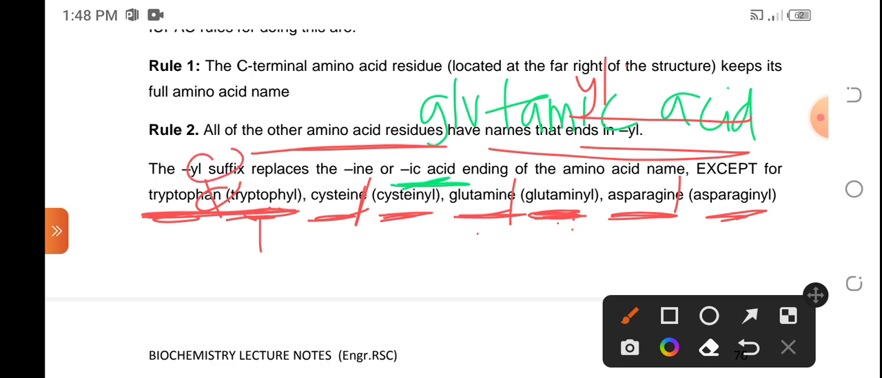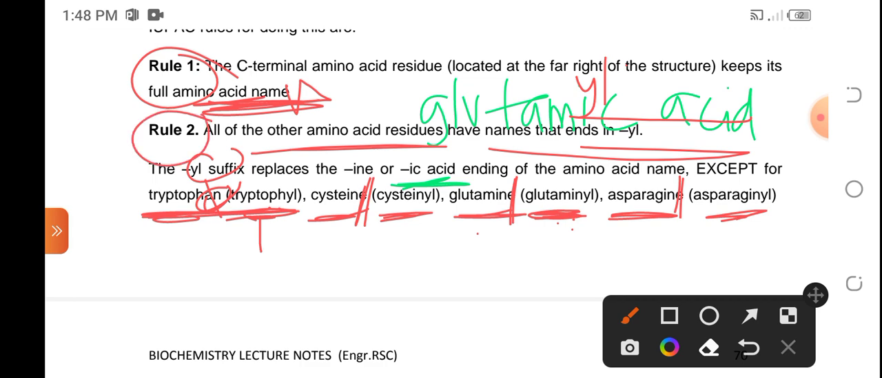Siyempre, except itong 4 na to, kung saan yung AN suffix at yung last na E ang pinalitan. Okay? Nevertheless, all of them will be having the ending YL, if and only if, of course, nandun sila sa unahan at hindi sila nasa last. Kasi we have to follow pa rin rule number 1 na sinasabi na yung pinakalas ay magre-remain ng full name.